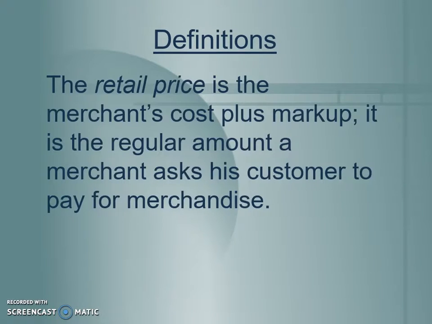The retail price is the business person's cost plus the markup, so what they've paid plus how much they've marked it up. It's the regular amount of money that a business owner asked his customer to pay for the merchandise. So the retail price is what we see on the tag when we go into the store.